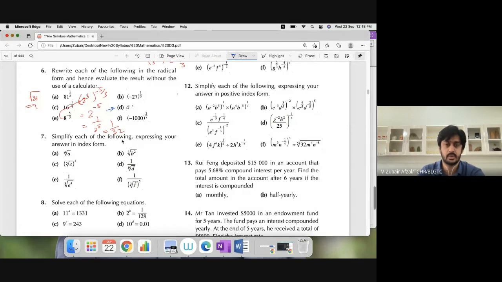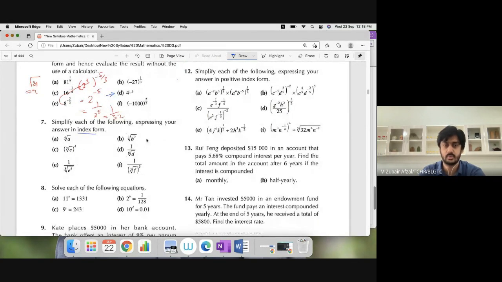Simplify each of the following expressions, give your answers in index form. So this is something you just have to write. There is no solving. B is 2 by 3. In D part, it is 1 over D raised to power 1 by 6. If you take it in the numerator, this becomes D raised to power minus 1 by 6. Look at F part. This is 1 over F raised to 5 by 3. Any confusion in F part?